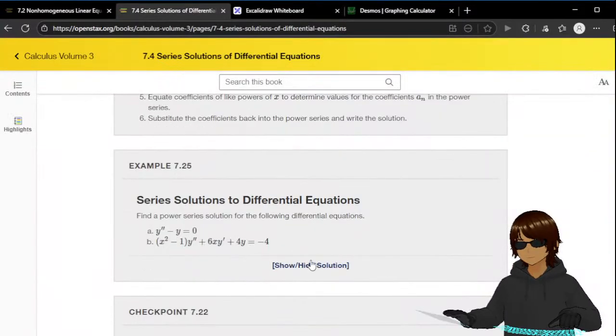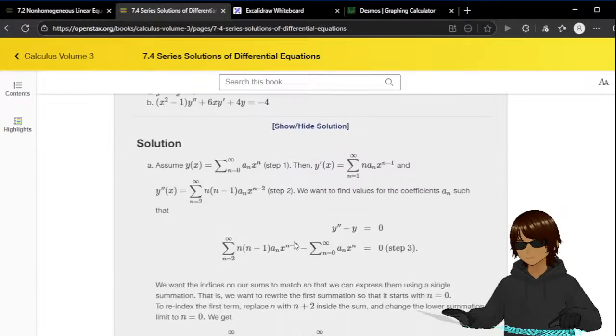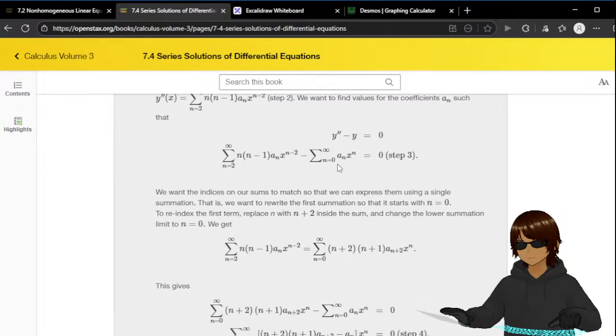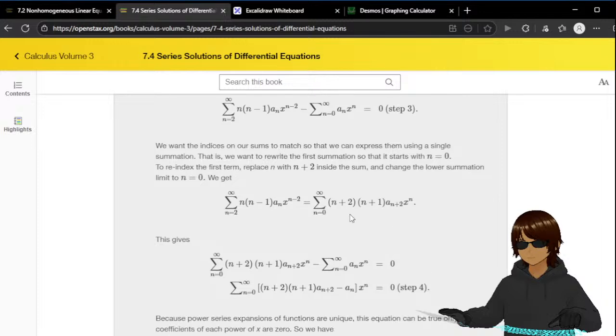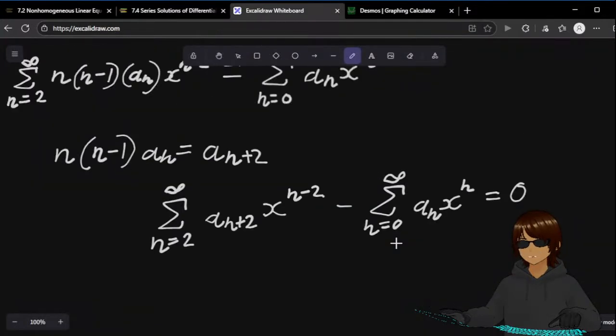Let me see what they're doing. Oh, they wrote it in terms of 0. n is equal to 0. Yeah, writing in terms of 0 is easier actually. I write it in terms of 0. But then, okay, let's just write it in terms of 0.